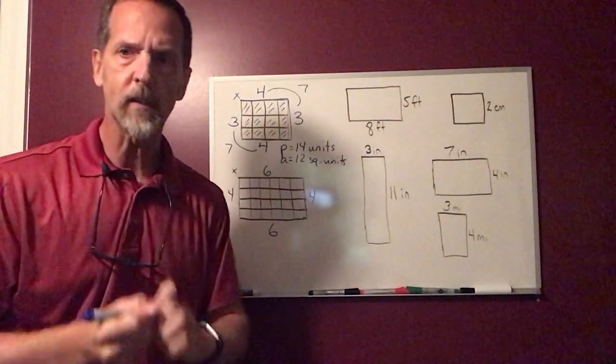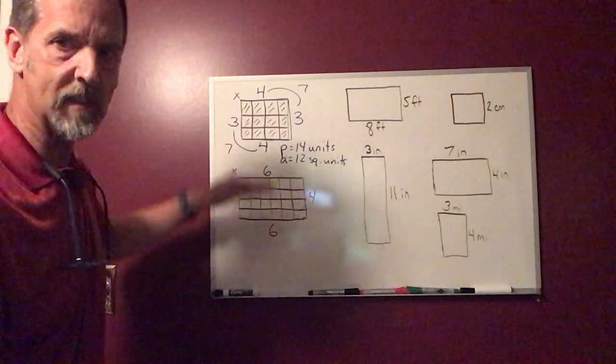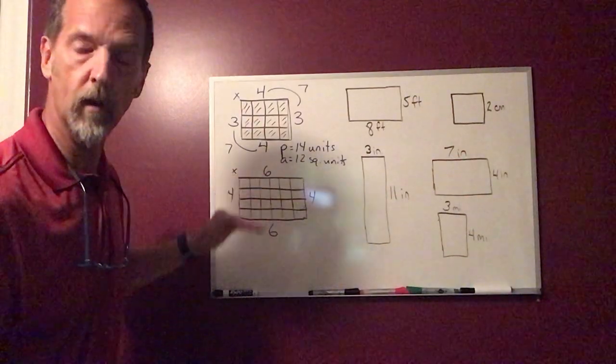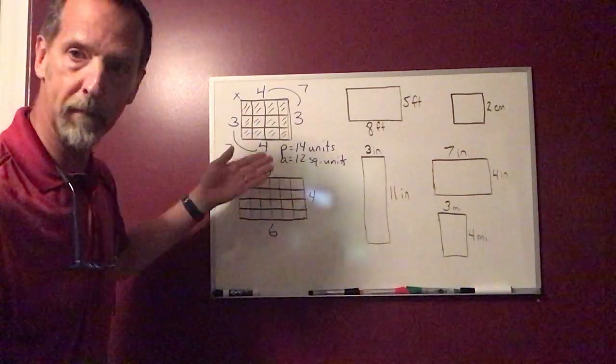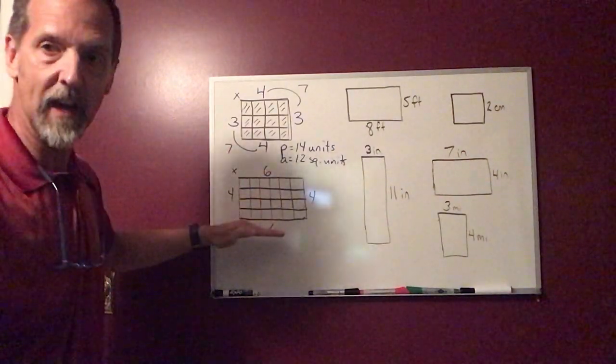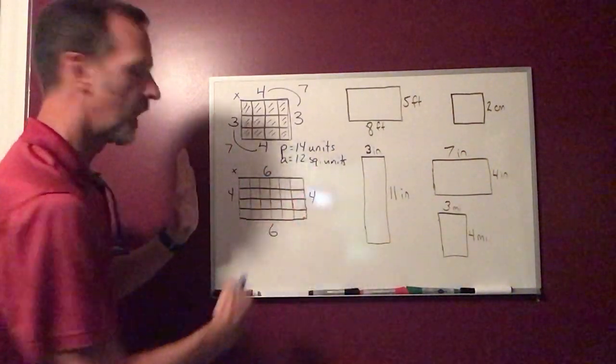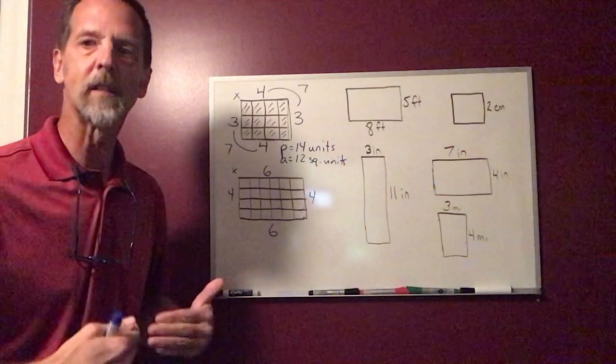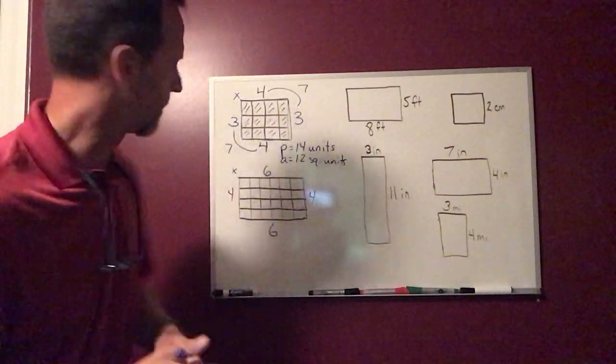Now, are you noticing that on a rectangle, the opposite sides are congruent, or they're equivalent? Yeah, they're the same. Opposite sides of a rectangle are the same. So if this side is 6, this side is 6. If this side is 4, this side is 4. Opposite sides of a rectangle are going to be equal.